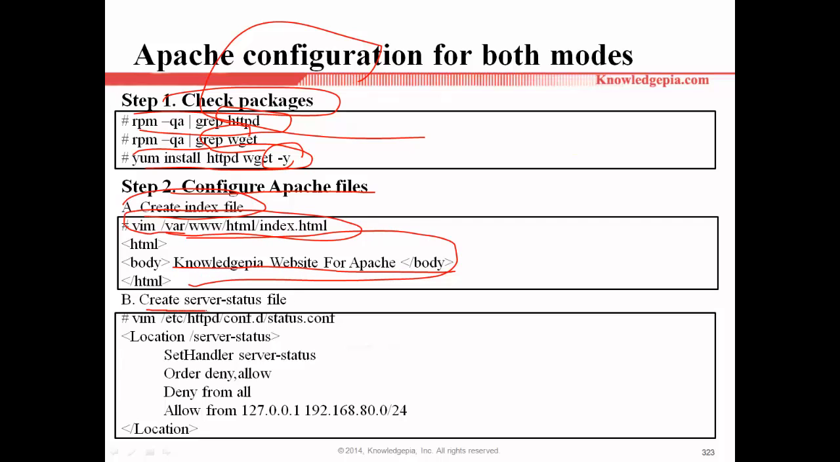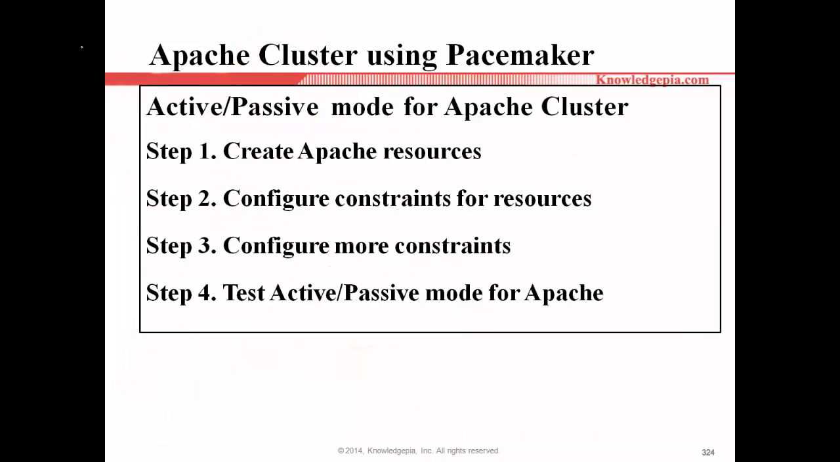And second, create the server status file. At first, we cannot find this server status file in Apache, so we need to create it: /etc/httpd/conf.d/status.conf. This is the default setting. In my case, it allows access from localhost, and this network address can also access the Apache server's URL.